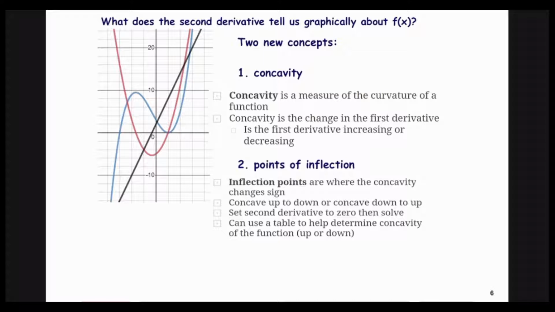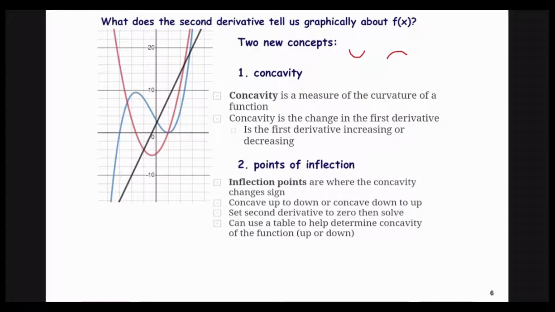The first concept is concavity. Concavity is a measure of the curvature of a function. Concavity is the change in the first derivative. So normally when we find the first derivative, it's change in y versus change in x. It's like our slope. But now we're looking at how does our slope change over time? How does our first derivative change? Is the first derivative increasing or decreasing? So the idea here is concavity. Is this going to be opening up or is it going to be curving down?